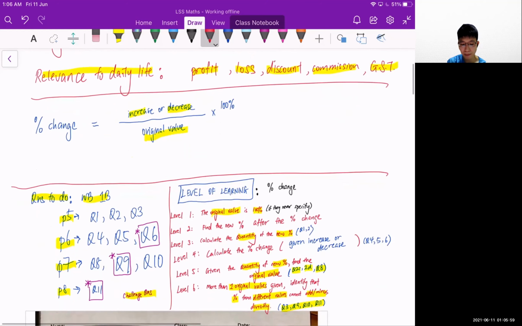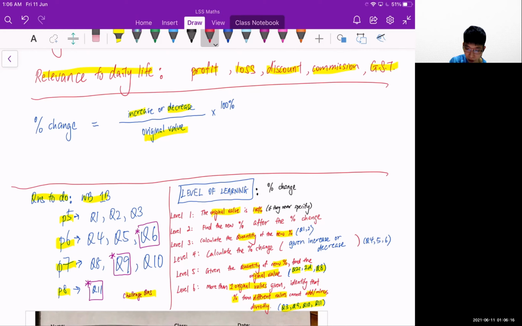But before you look at some examples, let me brief you on what I need you to do. These are the questions that I want you to do. Page 5, question 1, 2, 3. Page 6, question 4, 5, 6. Page 7, 8, 9, 10. And page 8, question 11.